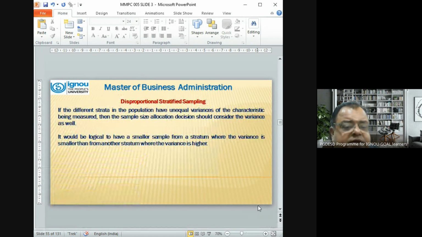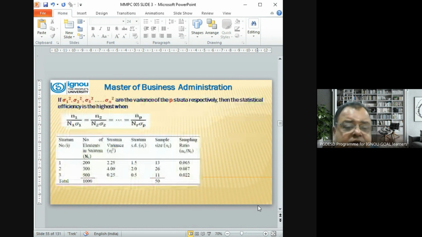This is proportional stratified sampling. If the different strata in the population have unequal variance of the characteristics being measured, then the sample size allocation decision should consider the variance as well. It would be logical to have a smaller sample from a stratum where the variance is smaller than from another stratum where the variance is higher. What does that mean? Now you can see over here what we are doing.